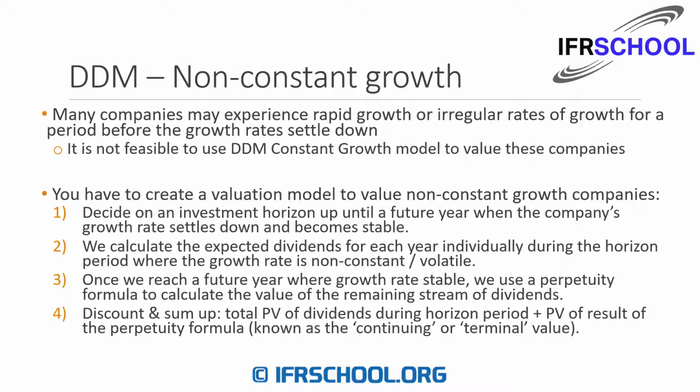We then discount back and sum up the total of the present value of dividends over the horizon period, plus the present value of the result of the perpetuity formula at that future date when the company has reached stable growth. This is also known as the continuing or the terminal value.